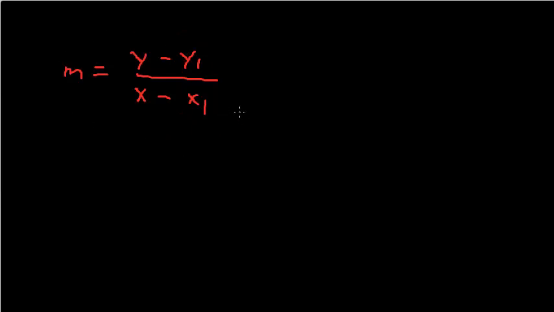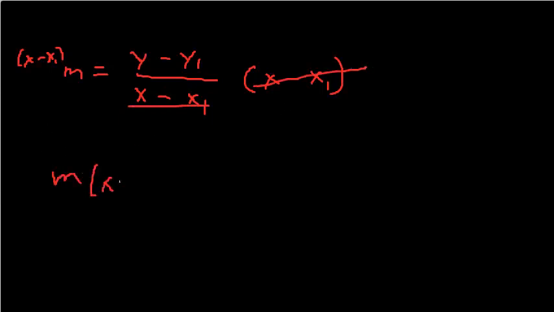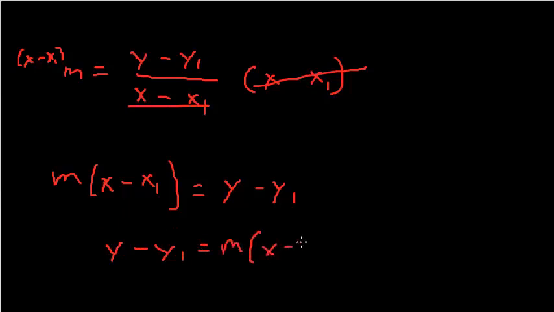What we can do to this formula to get rid of the fraction is multiply both sides by that x minus x1. And what we see is that denominator cancels itself out and we're left with over here m times x minus x1 is equal to y minus y1. This can be rearranged as y minus y1 equals m times x minus x1. This is the point-slope form of an equation.